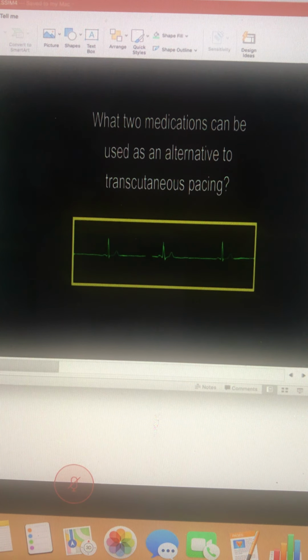All right. So David, what two medications can we use as alternatives to pacing? Medications that can be used alternatively to transcutaneous pacing, we could start a dopamine drip. We could also use epi, though I've never really seen it in practice for that, but you could as well, I guess. Yes, it's on your bradycardic algorithm, and those are the two acceptable drips that you could start.